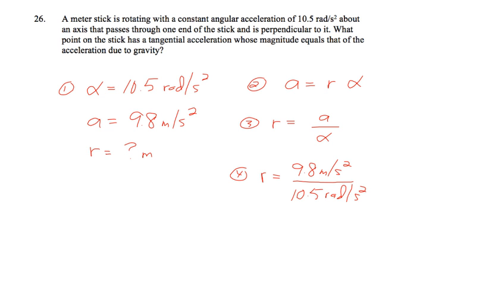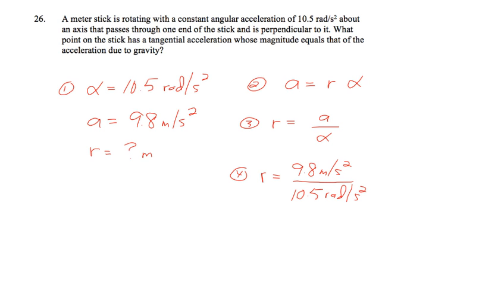I actually changed this problem. At one time, this number right here, I had as a number less than 9.8. And if that number was less than 9.8, then that would mean that my R would be bigger than a meter. So I wouldn't even have a place on the meter stick where the acceleration could possibly equal that value. So I increased the size of this just so that I would get a number less than 1.